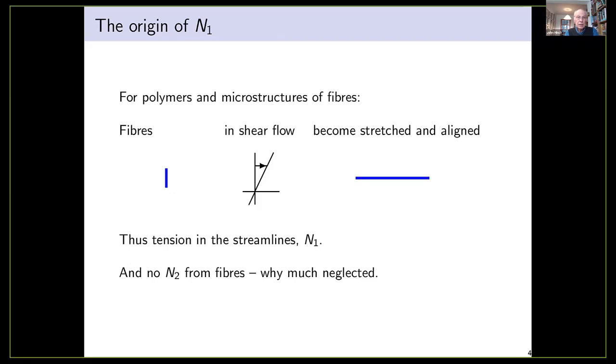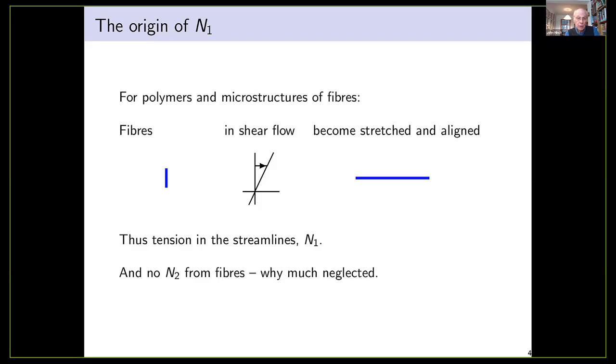So it's useful to understand where N1, the first normal stress difference, came from. For polymers and any other complex fluid with a microstructure made of fibers, you start on the left-hand side with a fiber, you put it in a shear flow, and it becomes stretched and aligned with the flow on the right-hand side. This is tension in the streamlines. And that's all there is there.